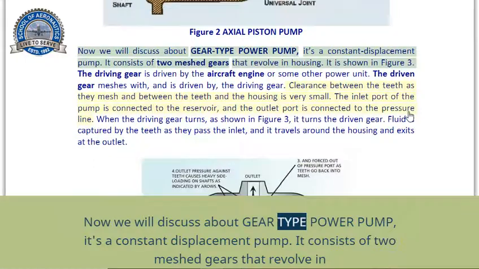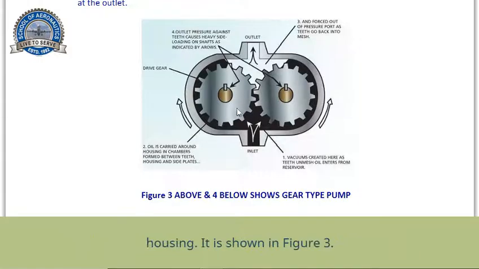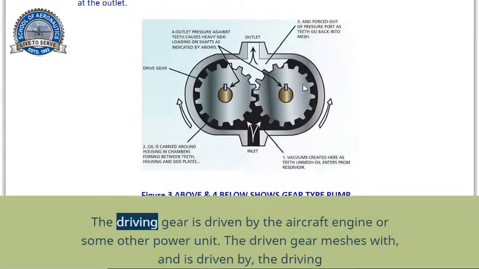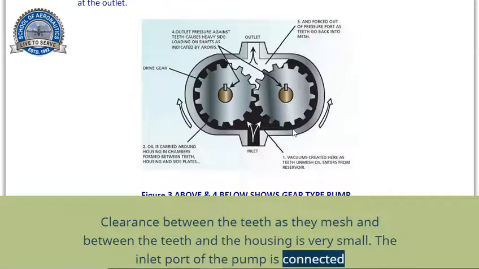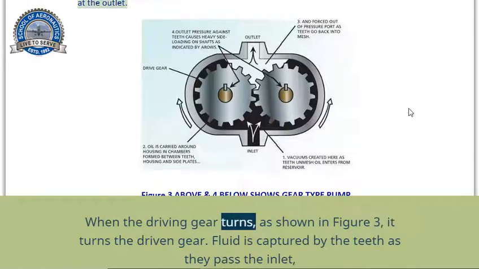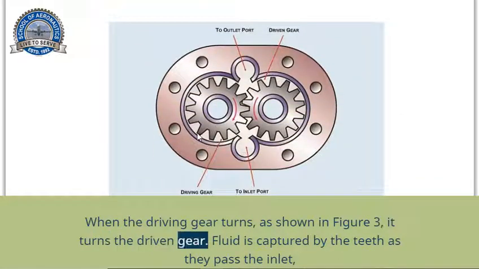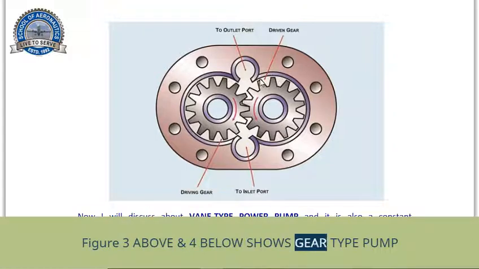Now we will discuss gear-type power pump. It's a constant displacement pump. It consists of two meshed gears that revolve in a housing. It is shown in Figure 3. The driving gear is driven by the aircraft engine or some other power unit. The driven gear meshes with, and is driven by, the driving gear. Clearance between the teeth as they mesh and between the teeth and the housing is very small. The inlet port of the pump is connected to the reservoir, and the outlet port is connected to the pressure line. When the driving gear turns, as shown in Figure 3, it turns the driven gear. Fluid is captured by the teeth as they pass the inlet, and it travels around the housing and exits at the outlet. Figure 3 above and Figure 4 below show the gear-type pump.